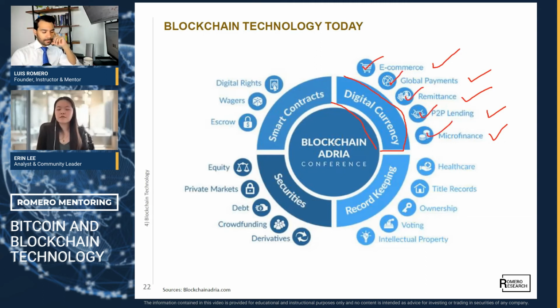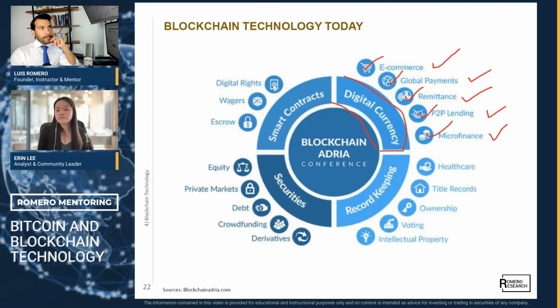I think Dogecoin is actually used for e-commerce and also peer-to-peer lending. I'm not too sure about global payments. I know people are using it globally, but I don't know how many businesses actually accept it. For microfinance, I feel like it's a bit niche, so it'll be hard to really track that.